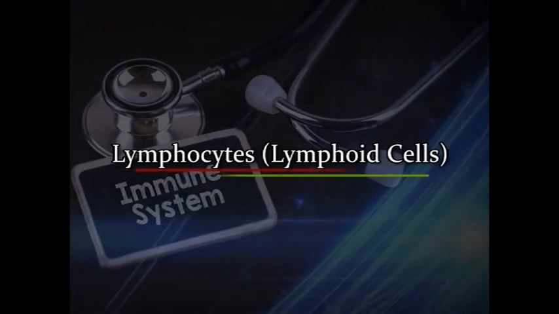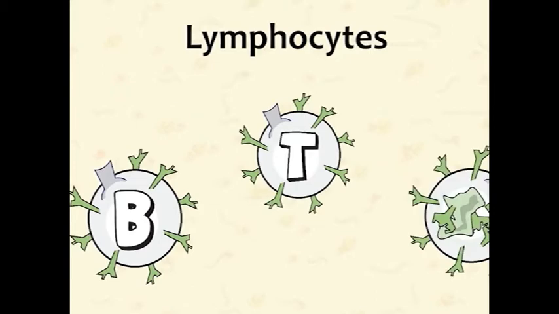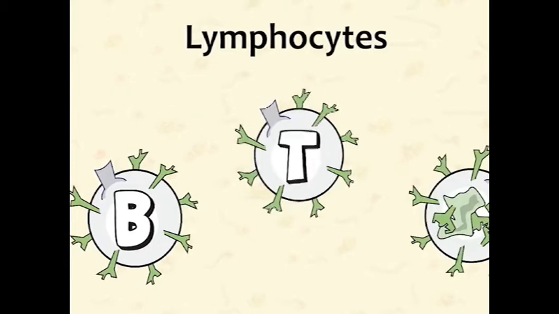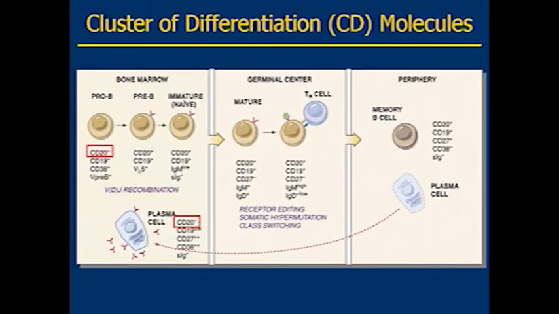Lymphocytes or lymphoid cells. Lymphocytes constitute 20 to 40% of the body's WBCs and 99% of the cells in the lymph. Lymphocytes are subdivided into three populations: B cells, T cells, and NK cells. Different lineages or maturational stages of lymphocytes express different membrane molecules called cluster of differentiation or CD.